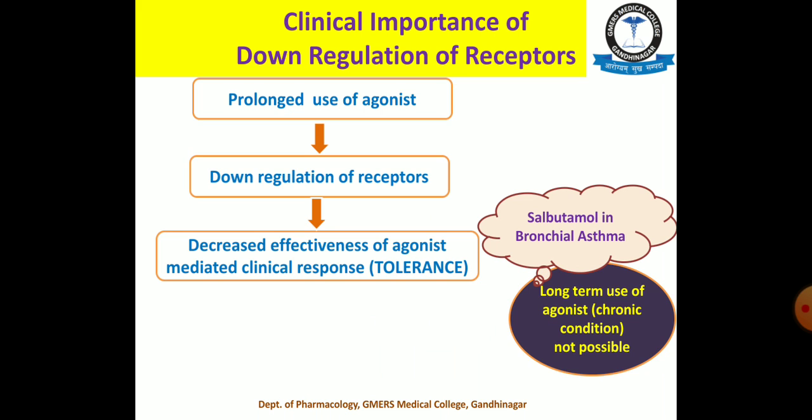And the classical example is salbutamol in bronchial asthma. Now, salbutamol is a beta-2 receptor agonist. These receptors are present on the tracheobronchial tree, and when these receptors are stimulated, there is bronchodilation. And we all know that salbutamol is the most rapidly acting, most potent bronchodilator, and it is the drug of choice for termination of an acute attack of bronchial asthma. But at the same time, we cannot use this drug for a prolonged or indefinite period. The reason is the downregulation of the receptor.